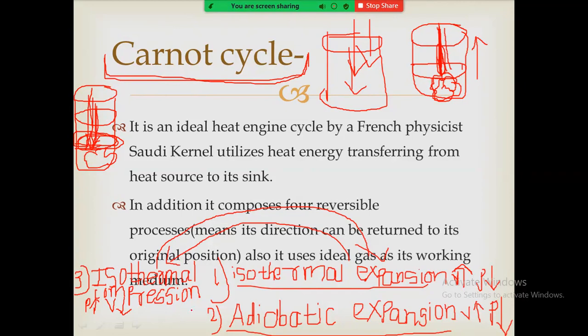And similarly, adiabatic compression is the fourth process, adiabatic compression.